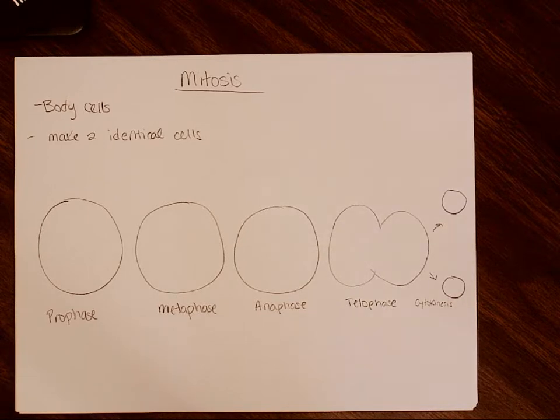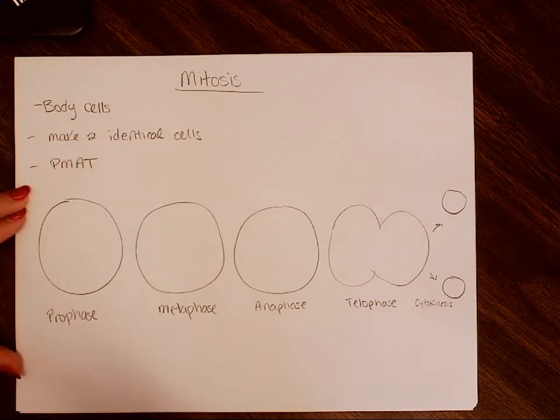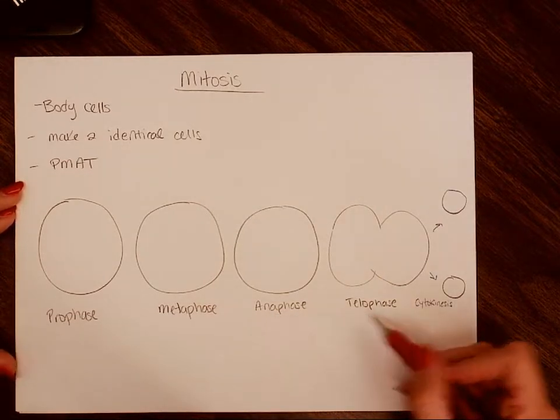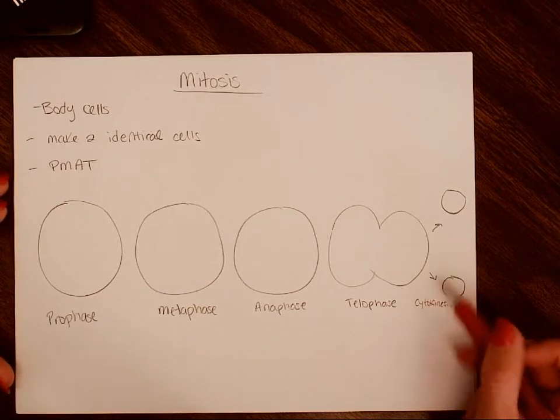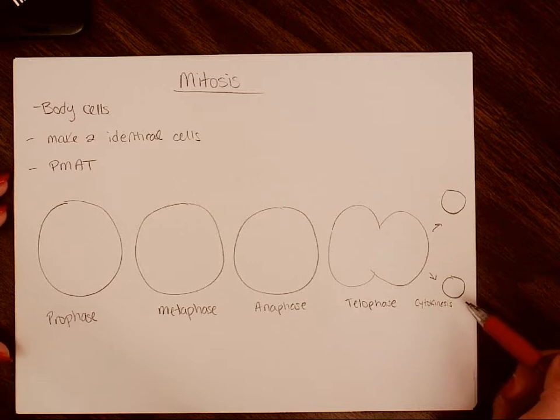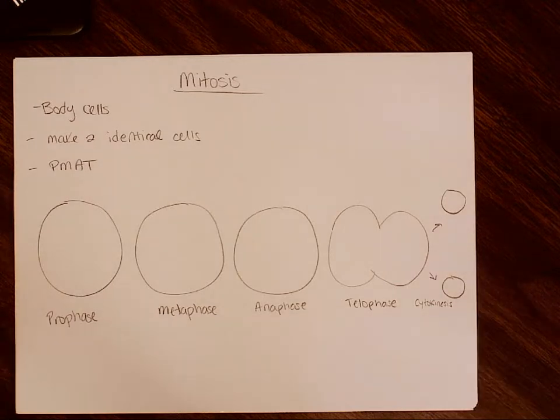The acronym to remember the phases is PMAT. P stands for prophase, M metaphase, A anaphase, and T telophase, followed by cytokinesis, which actually is going to split into our two identical daughter cells. Now, if we start with prophase, there are a couple of key features that we can observe using a microscope that let us know the cell is getting ready for division.